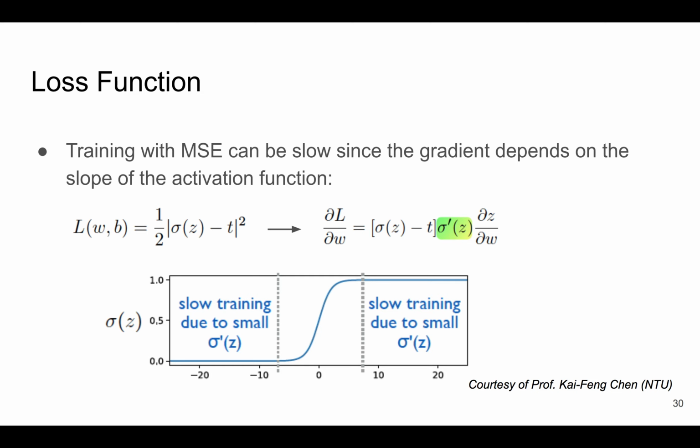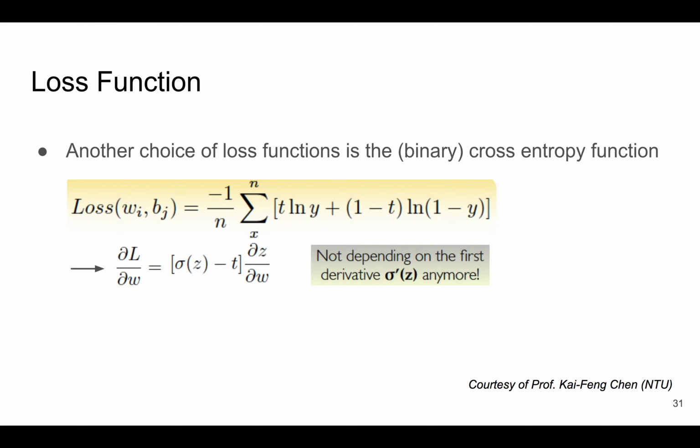Training with the loss function MSE can be slow sometimes, since its gradient depends on its first derivative, or slope. One may run into a region where the slope is small, so it takes a long time to reach the minimum of the loss function, and thus slow training. Therefore, another choice of loss function is the binary cross entropy function. The formula is given on the slide, and the point is its gradient no longer depends on the first derivative.